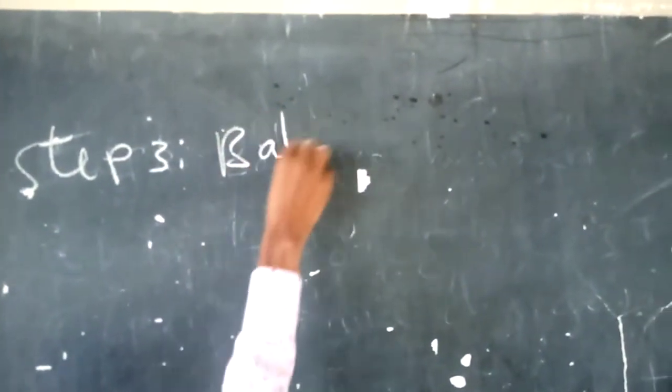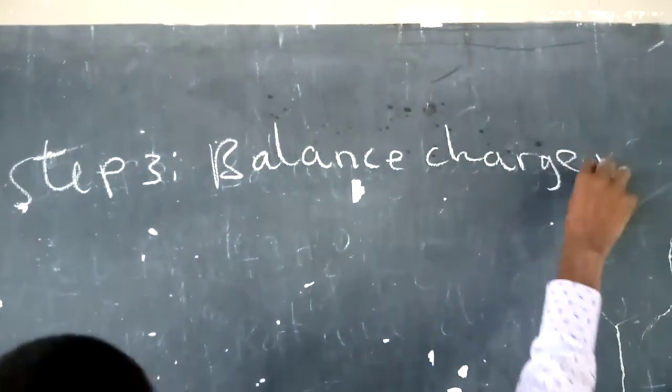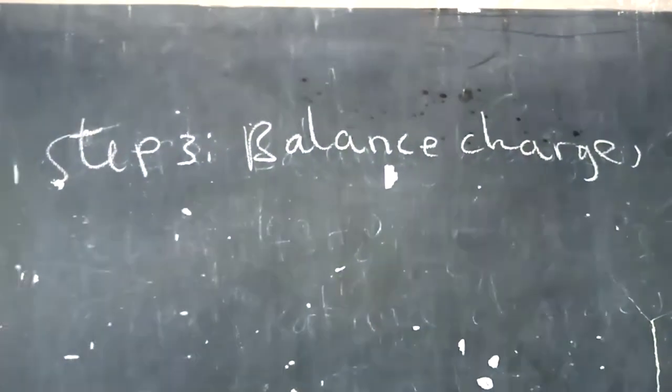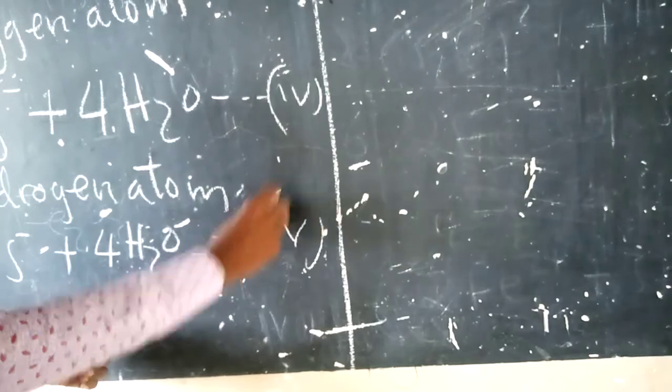Balance charges. But before balancing charges, mark this as our equation so that we can go in our series. This equation will be equation 5. Understood? Now we are going to balance charges.